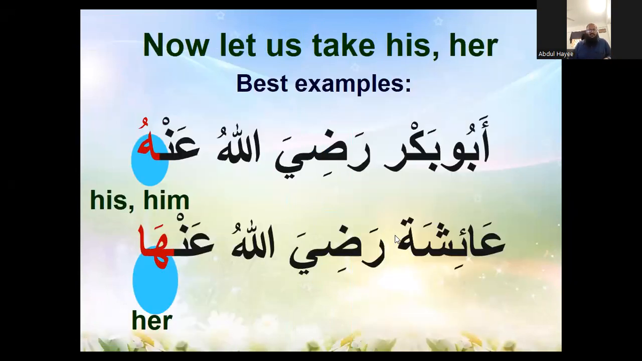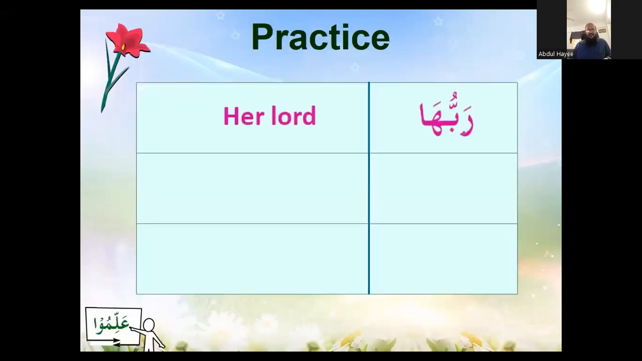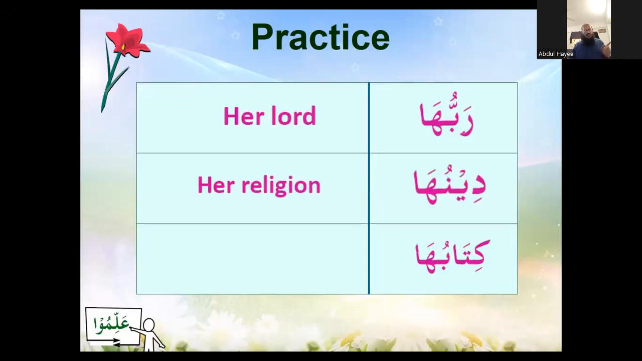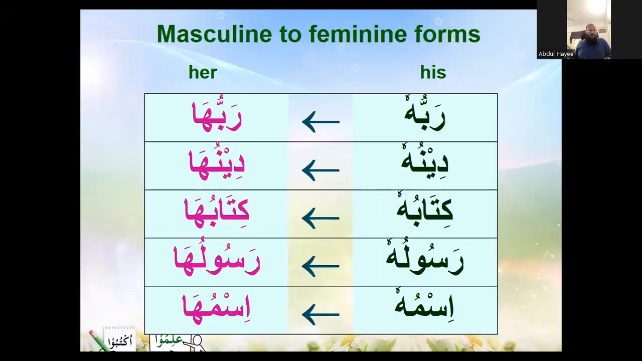We saw this with Abu Bakr radiallahu ta'ala, and for masculine we use hu. And for Aisha radiallahu ta'ala we use ha for feminine. So let's have again Rabbuha, Dinuha, Kitabuha. We use ha. It means her Lord, her religion, her book. Let's have a table. Rabbuhu, Rabbuha, Dinuhu, Dinuha, Kitabuhu, Kitabuha, Rasuluhu, Rasuluha, Ismuhu, Ismuha. For the masculine we use hu. For feminine we use ha.